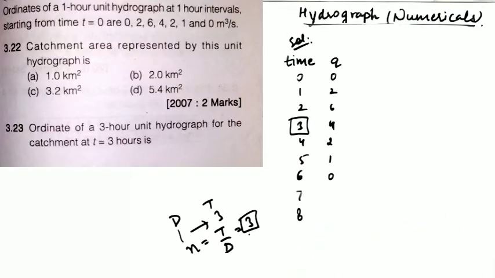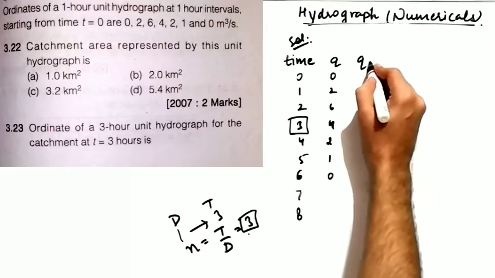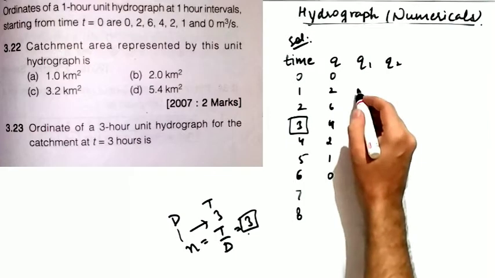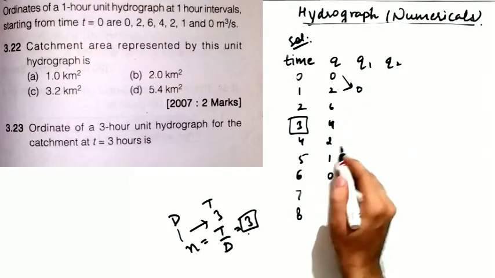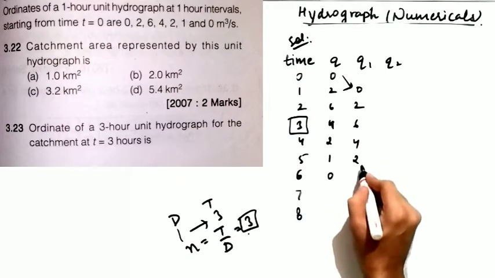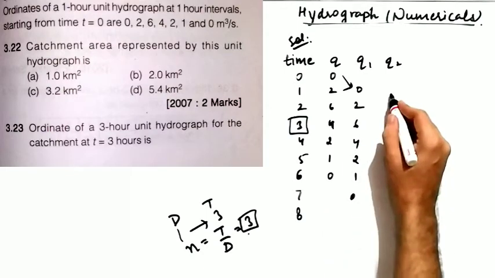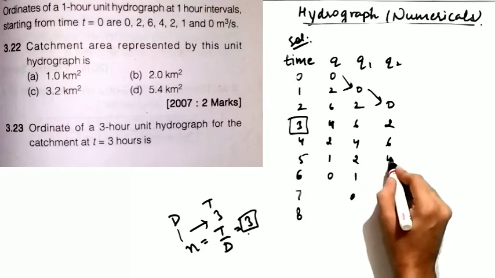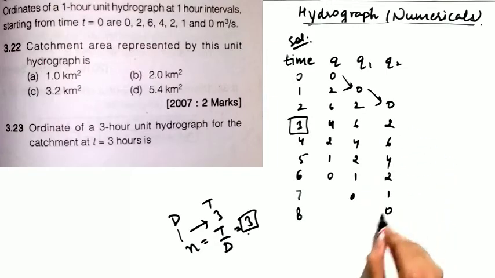Now moving to the theoretical side of this question, you know how to superimpose this. Let us say this is Q1 and this is Q2. So this is 0. You have to shift 0 to 1 hour. Similarly 2 to 2 hour, 6 to 3 hour, 4, 2, 1 and 0. Similarly here you have to shift this, 2, 6, 4, 2, 1 and 0. So this is how the shifting process takes place.